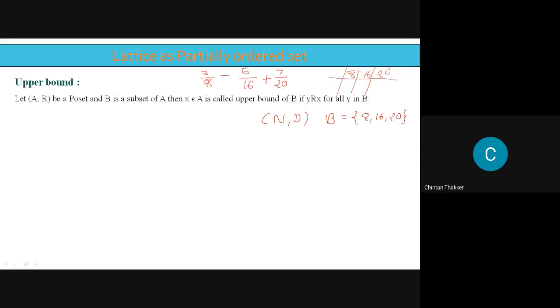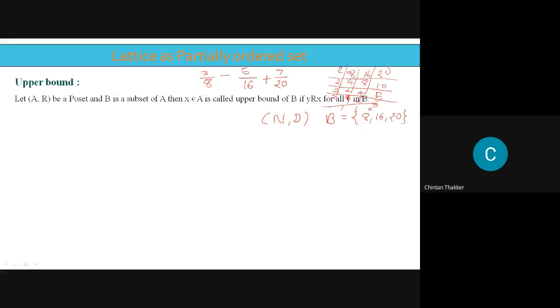Then first we divide by 2. So here 4, 8, 10. Again divide by 2. So you got 2, 4, 10, 5. Then again take the division by 2. So here 2, here 1, here 2, here 5. Then again take the division by 2. So you got here 1, here 5.